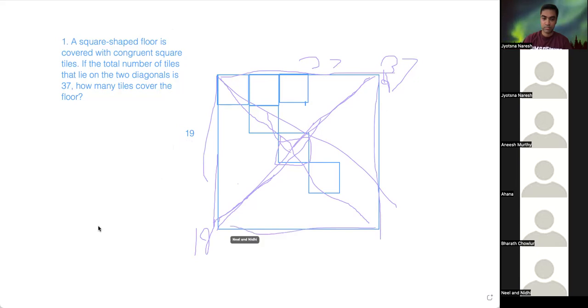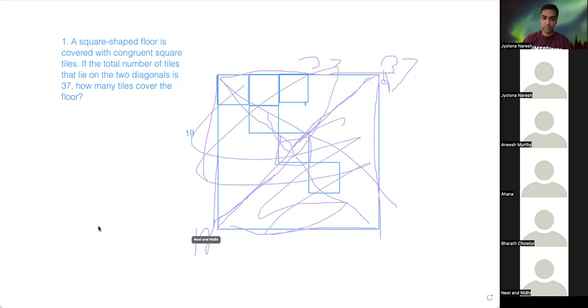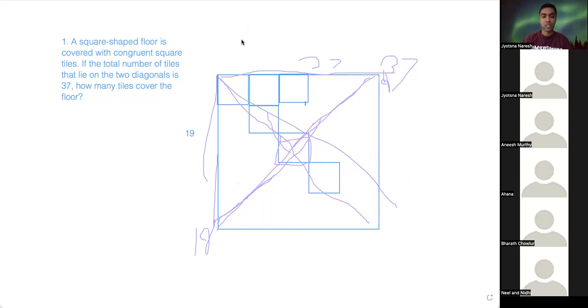So we're supposed to find the number of tiles that are inside. All of this part we're supposed to find out. The formula for finding the area of a square is side squared. So one side is 19, so you do 19 squared and get 361. Good. Yep, that's correct.